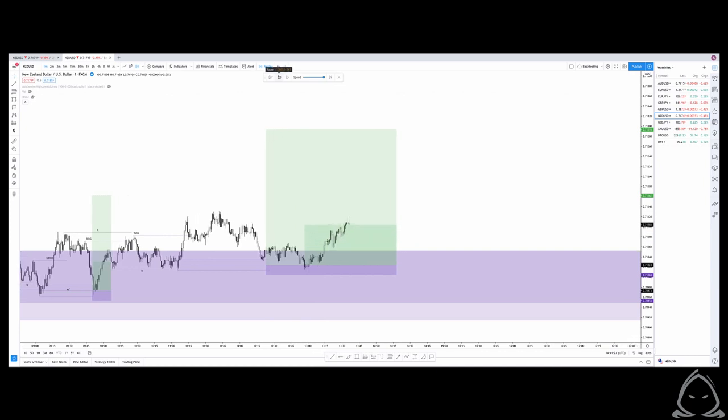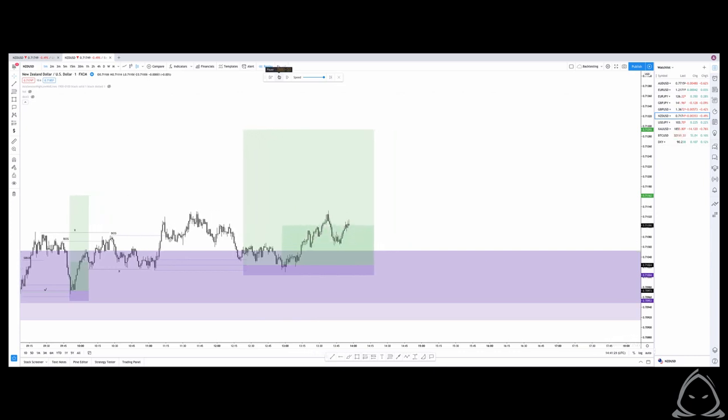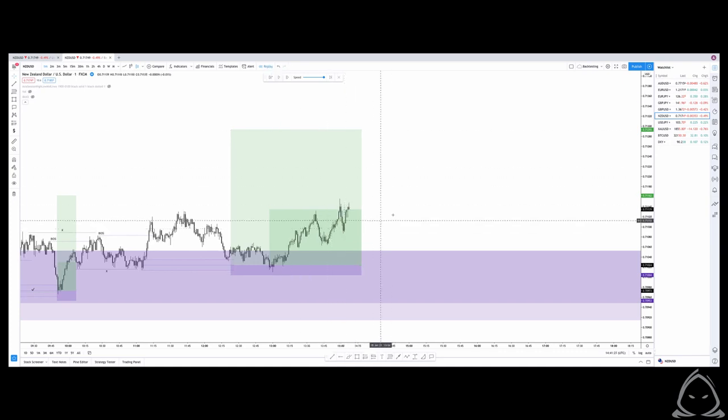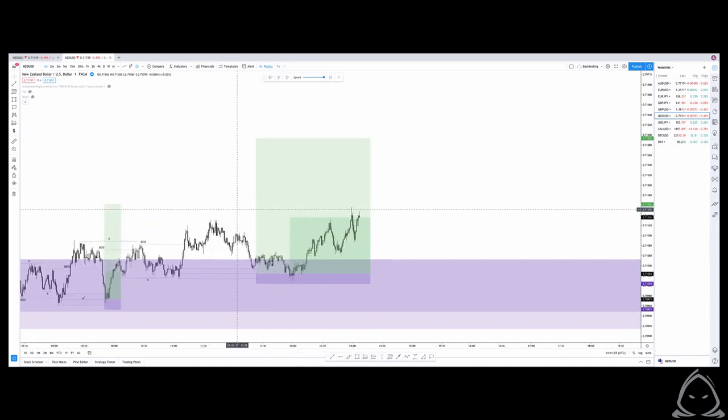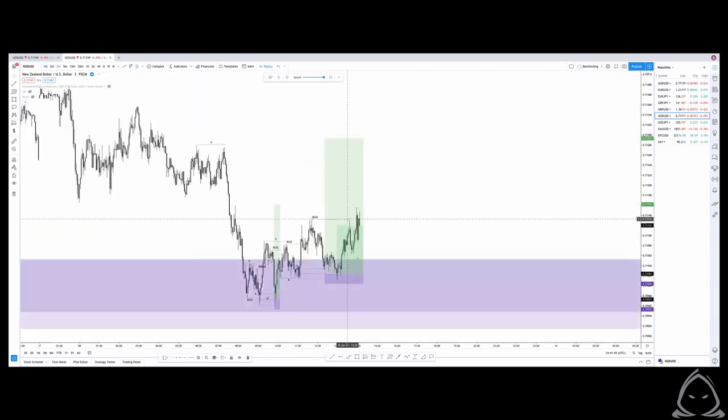And then it's literally about, right, now what happens next? So again, you get a break of structure here, and we have now broken this level here with a wick, and then we break it, pretty aggressively. Again, it's only the 1 minute. So drop into the 3 minute now.